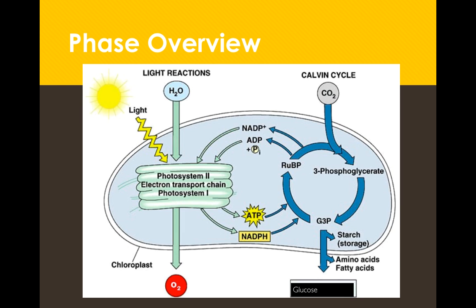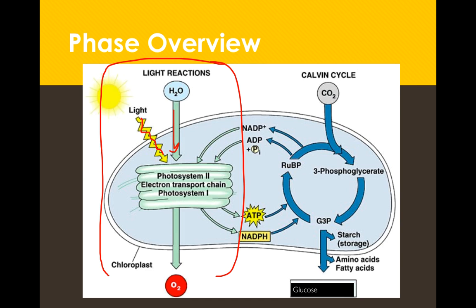So here's just a quick phase overview. Can you identify what some of the inputs are? Let's just look at the first reaction. We have water, we have light, and they produce oxygen here. It also produces that ATP and NADPH. So for the first light-dependent reaction, there's only two inputs, water and light. And it has three outputs, oxygen, NADPH, and ATP.